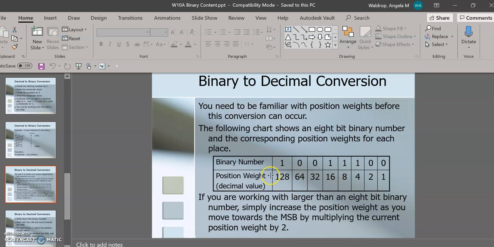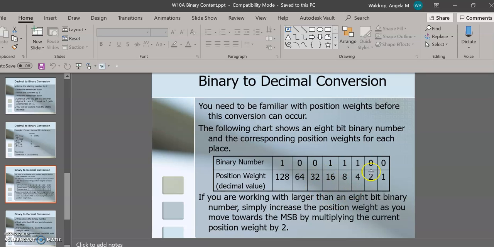So we write those across, okay? And once we have this all filled in, what we're going to do is add the numbers where the 1 appears. So it would be 128. In this case, it would be 128 plus 16 plus 8 plus 4. And that, in this case, ends up with a total of 156, okay?